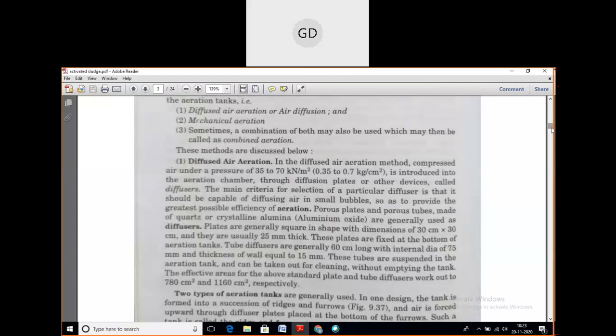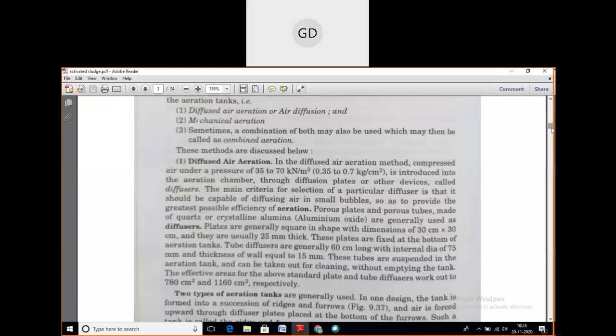So, in the diffused air aeration method, your compressed air is introduced into the aeration chamber under a pressure of 35 to 70 kilonewton per meter square, through diffusion plates or other devices. So there are some diffusion plates or other devices called diffusers. Through the diffusers, compressed air is introduced into the aeration chamber under a pressure of 35 to 70 kilonewton per meter square.